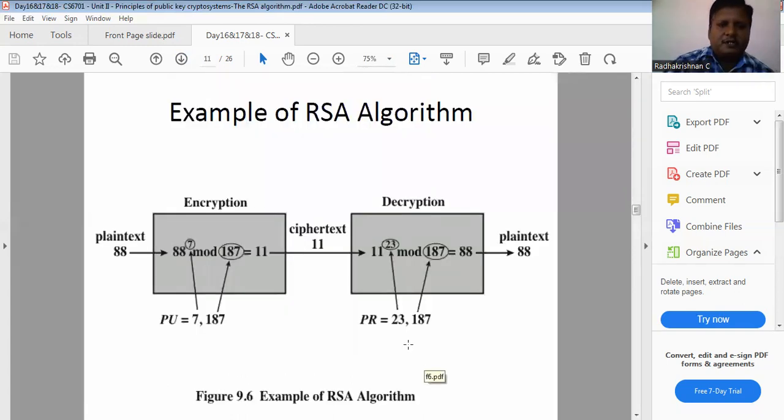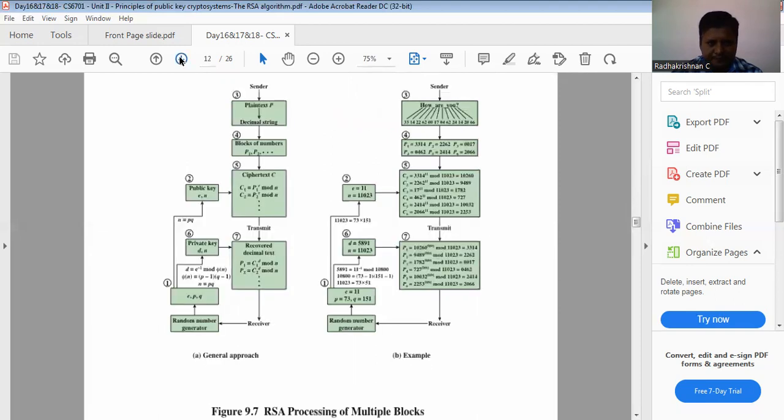Now we perform the RSA algorithm with an example. The plain text is 88 and the encryption process is carried out: M power e, where the public key value e is 7 and n is 187. The ciphertext will be 11. The ciphertext is then used in the decryption process, where the private key d is 23 and n is 187. The original plain text 88 is generated. This is our example problem, a simple methodology showing how it works.